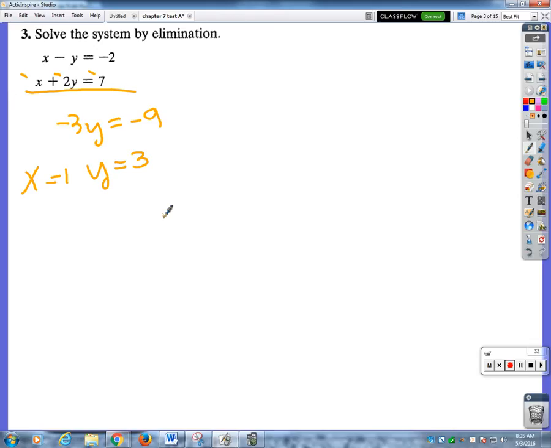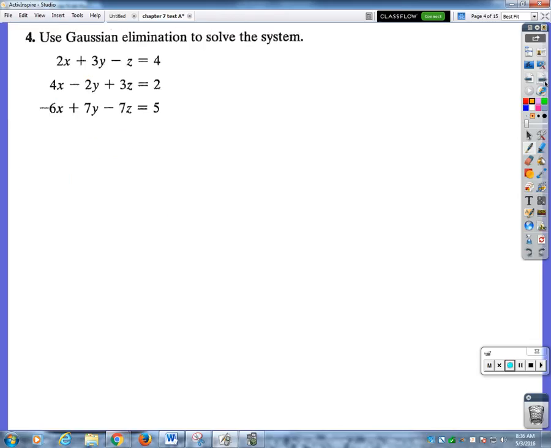How are we doing so far? Super. Okay, then this says use Gaussian elimination to solve the system. You can do these on your calculator by using a matrix, okay? But since I'm a teacher, I'm going to do what we're supposed to do, and I'm going to do it the long way, the algebra way.